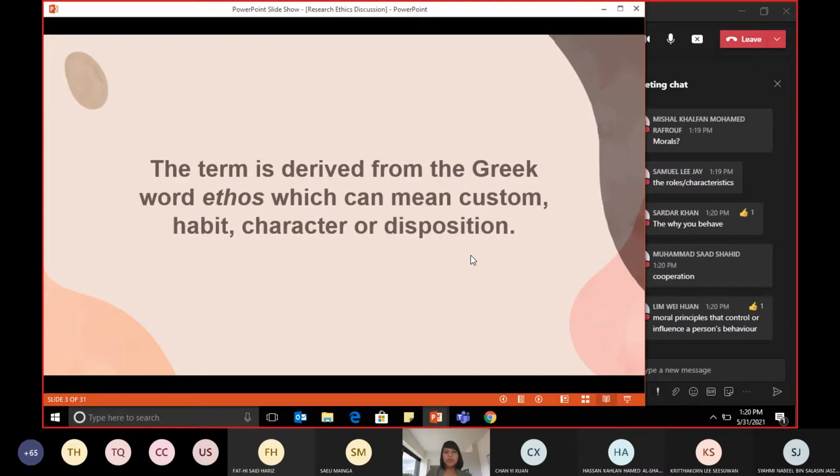But now, I just want to share with you that the word ethics was actually derived from the Greek word ethos, which can mean custom, habit, and character or disposition. It's about how you determine whether you want to be a positive person, and whether you want to use positive phrases when you are arguing, when you are asking questions, or when you are dealing with conflicts. How do you deal with conflicts? So it's all about your habit.